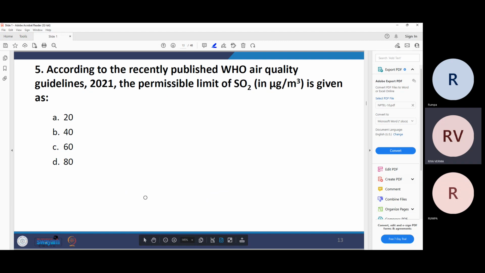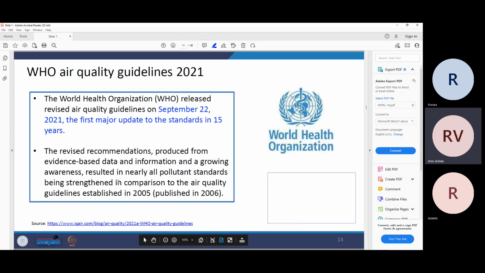Okay, so with this, we have finished the numerical part. Now we'll have the theoretical questions. So question number 5. According to the recently published WHO Air Quality Guidelines 2021, the permissible limit of SO2 in micrograms per meter cube is given as, is it 20, 40, 60 or 80? What is the permissible limit for SO2?